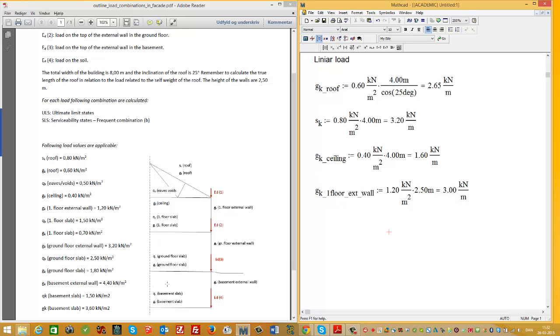The load from the floor in the basement, you can just ignore, because that load is transmitted directly to the ground, so you don't need to include that when you calculate ED4. But try to solve this assignment then.